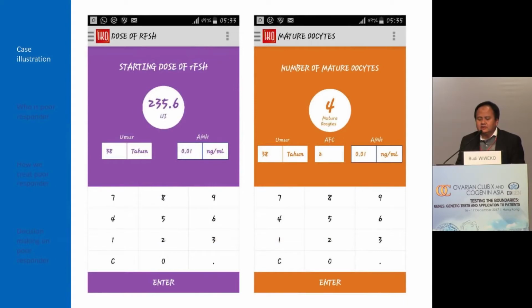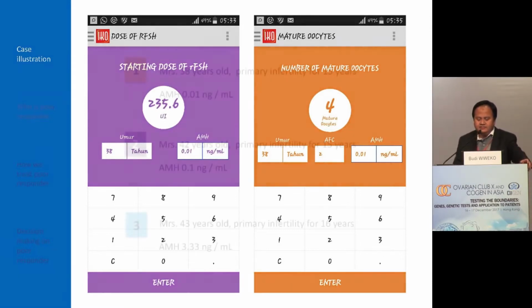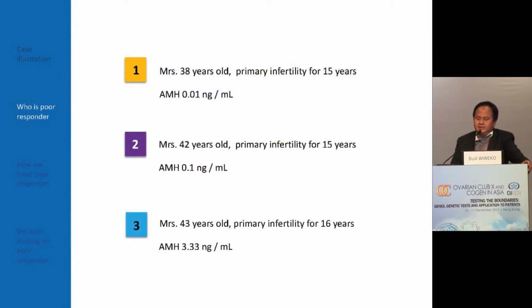This is one of the features of the Indonesian Kalkulator of Oocytes. The formula was established in 2016 based on data from 1,600 Indonesian patients. For this patient, for example, we put in 38 years old and an AMH level of 0.01, and the calculator recommends a starting dose of recombinant FSH of at least around 236 IU. For predicting mature oocytes, if we put in 38 years old, 2 AFC, and 0.01 AMH, it predicts that we can retrieve at least 4 mature oocytes. In this case, we retrieved 5 mature oocytes. So if we compare these 3 patients, this one is less than 40 years old with a low level of AMH.